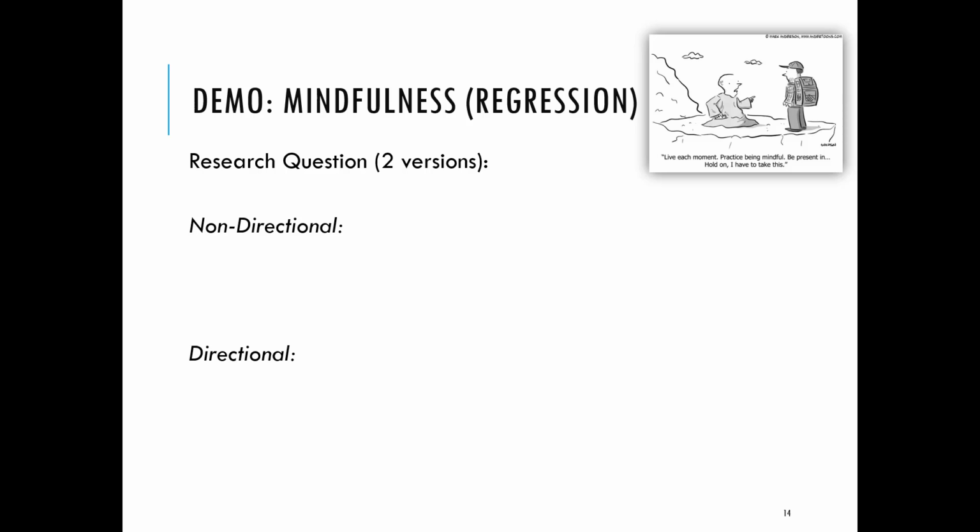And so for this lecture, for simplicity, we're going to continue working with the mindfulness dataset. Now there's a regression version for you to save on Canvas. And let's say that you had a research question. I'm going to give you 2 versions of it. One of them is non-directional.